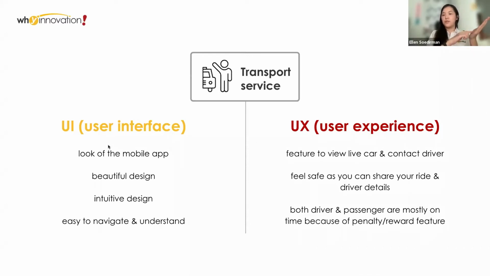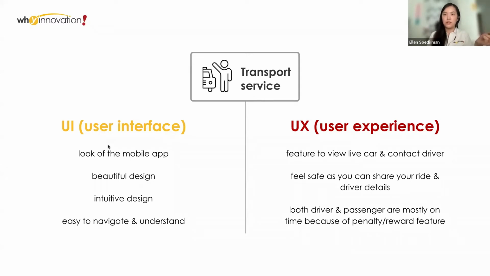But when we go to UX, it's more about the overall experience outside the platform, because the app is just a vessel to hold the service, right? So what about the service itself? For example, if Grab, it's a transport service, right? So when we talk about UX, we are talking about, for example, if there's a feature to view the live car, so you can see the little icon of the car, beep, beep, so they're coming, so you know exactly where they are, so you know when to go down. So you know, oh, he's very far away, I'm just gonna relax for a little bit. So that's a good experience for you. You know exactly what to do.